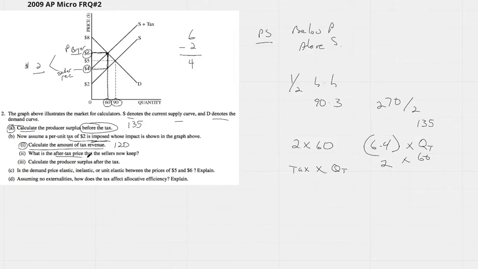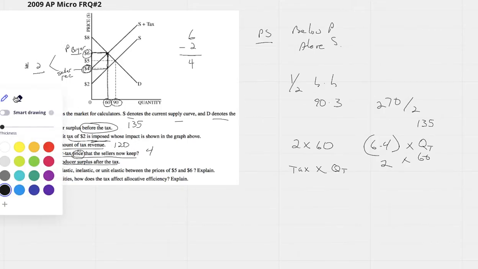The after-tax price that the seller now keeps. For some reason, this language causes people some issues. What is the after-tax price that the seller now keeps? It is just the $4 there. Per unit is what they probably should have said. That would have made it a little bit clearer. What is the after-tax price that the seller keeps per unit? That should make sense. Calculate the producer surplus after the tax.